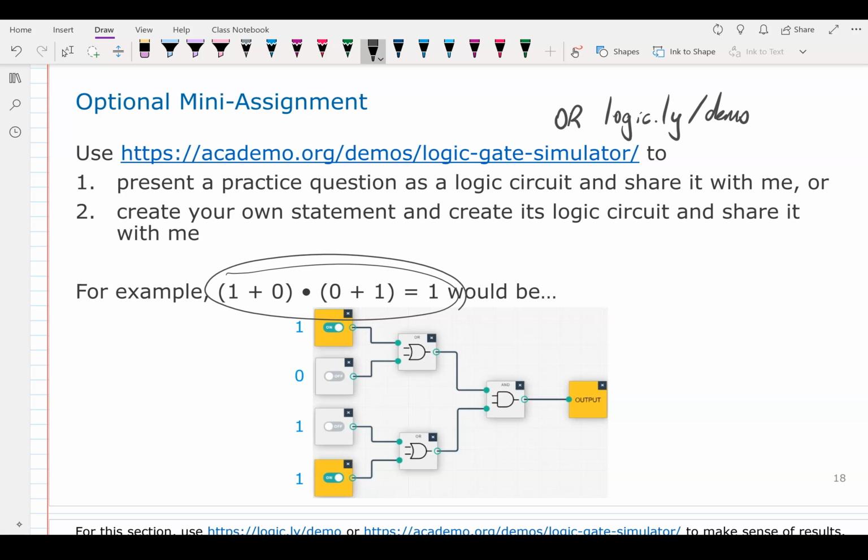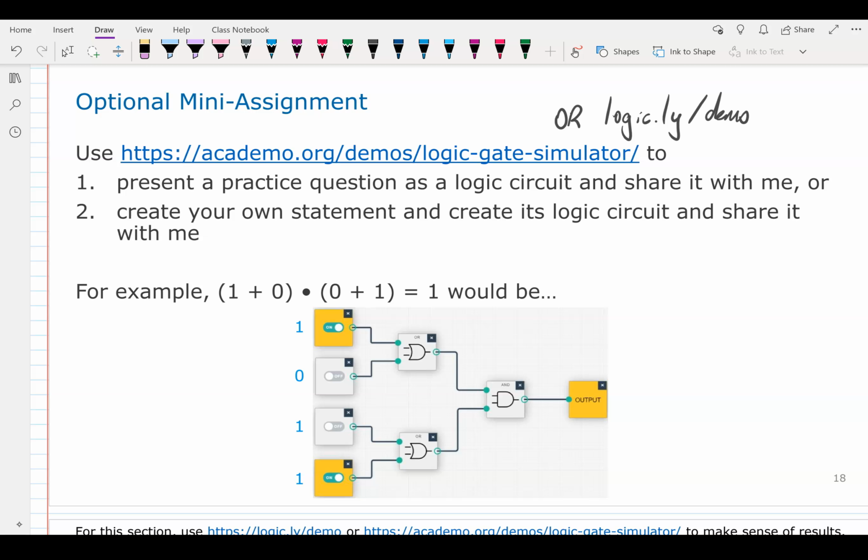For example, maybe you want to make this statement, you make your own practice problem, make it circuit, and then share that with me. If you do that, if you make it and you share that with me, I'll give you 1 bonus mark. So that maybe if you lose a mark on a test sometime, you lose a mark on an assignment sometime, I will take that mark, I'll toss it on, and I'll give you a bonus. All right? But at the end of the day, completely optional.